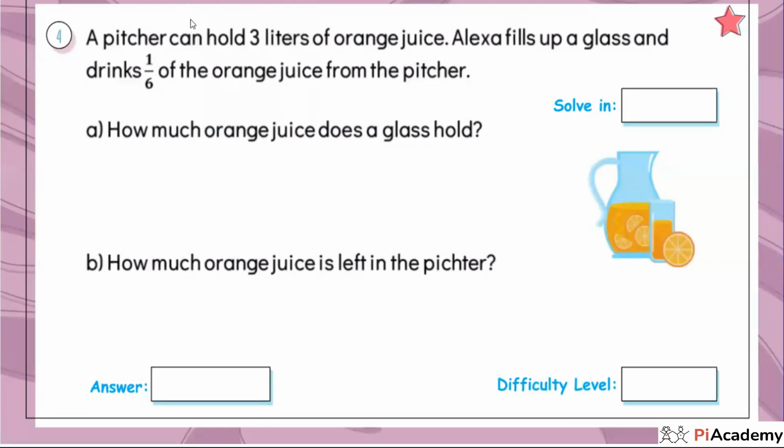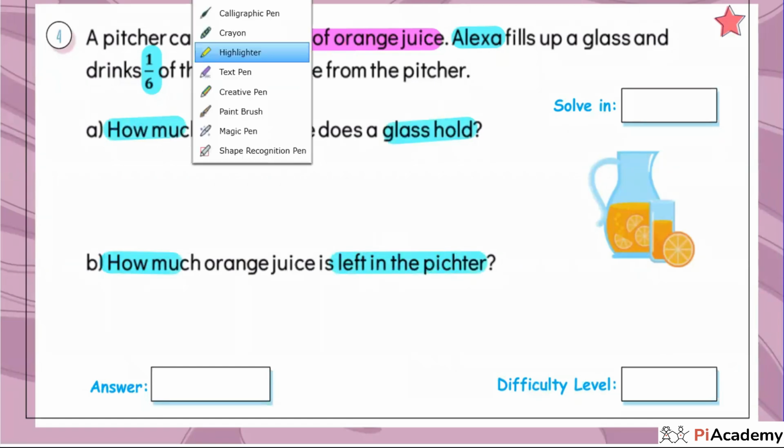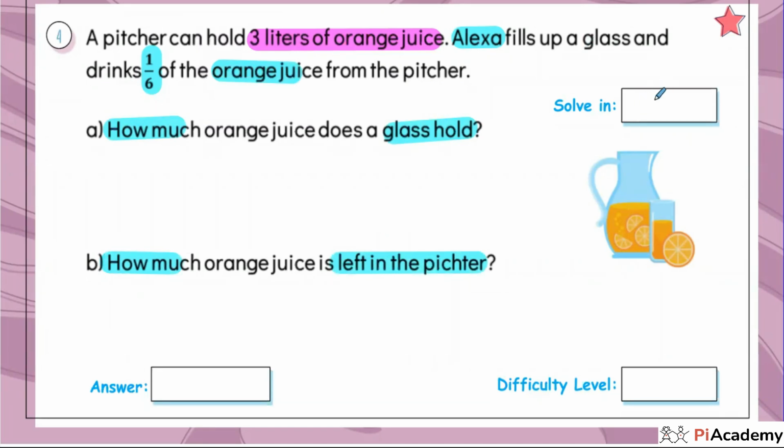A pitcher can hold 3 liters of orange juice. So the pitcher can hold 3 liters. And then Alexa fills up a glass and drinks 1/6 of the orange juice. Now the first question is, how much orange juice does a glass hold? So this is the first question you all need to solve. And the next question is, how much orange juice is left in the pitcher? So there are 2 questions and I am giving you 2 minutes to solve this question. Yes, everyone, please start solving.